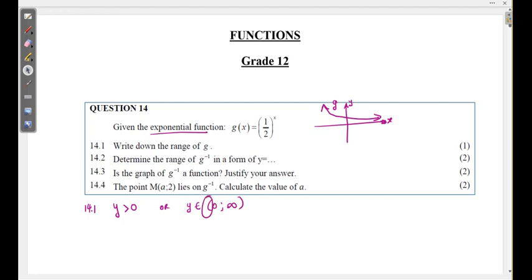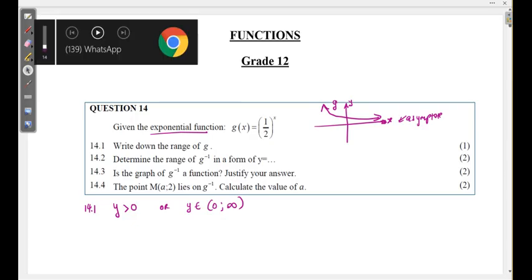And don't include this one because remember, in this case, the x-axis acts as the asymptote. The graph does not touch the x-axis, right? So it acts as an asymptote. So you don't include 0 there. Is that clear?